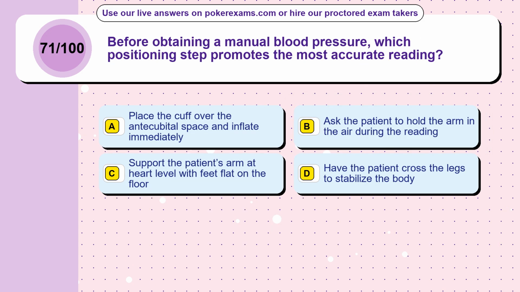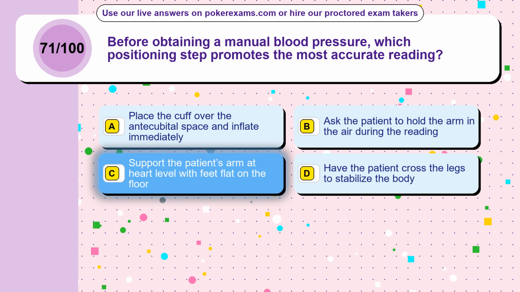Question 71. Before obtaining a manual blood pressure, which positioning step promotes the most accurate reading? Option A. Place the cuff over the antecubital space and inflate immediately. Option B. Ask the patient to hold the arm in the air during the reading. Option C. Support the patient's arm at heart level with feet flat on the floor. Option D. Have the patient cross the legs to stabilize the body. The correct answer is option C.